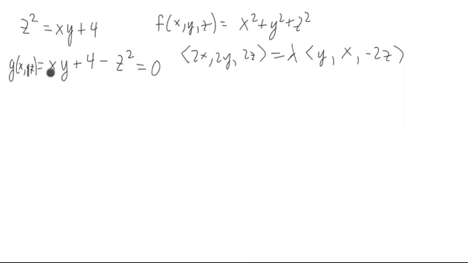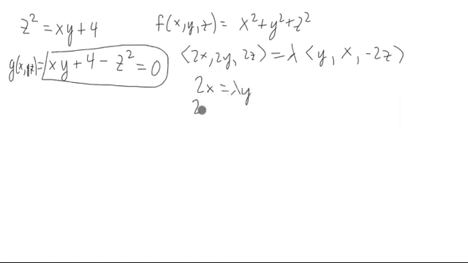So that means it's the level surface of this function, which means it's all of the input values that make the output value of g equal to 0. So this is our 4th equation. We have 4 equations and 4 unknowns. Thinking component-wise, these equations are 2x equals lambda y, 2y equals lambda x, and 2z equals lambda times negative 2z.